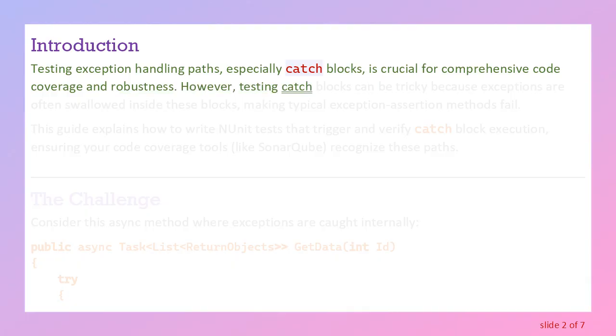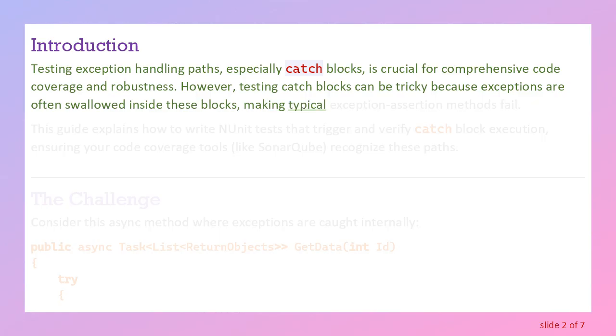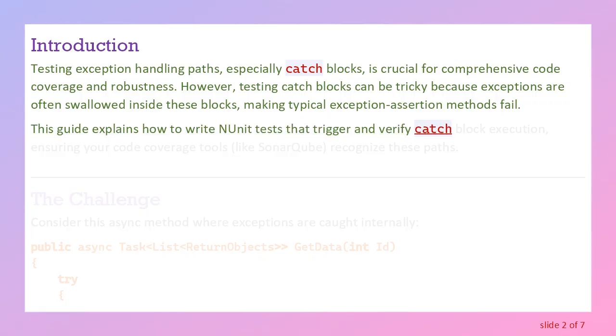However, testing catch blocks can be tricky because exceptions are often swallowed inside these blocks, making typical exception assertion methods fail. This guide explains how to write NUnit tests that trigger and verify catch block execution, ensuring your code coverage tools, like SonarQube, recognize these paths.